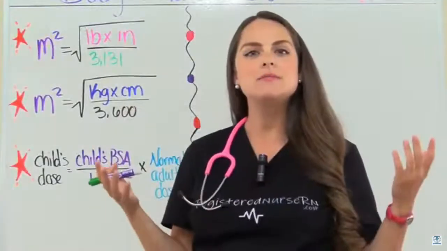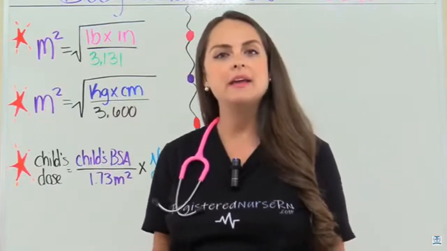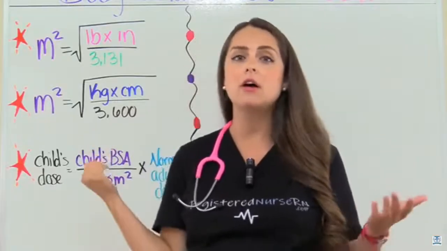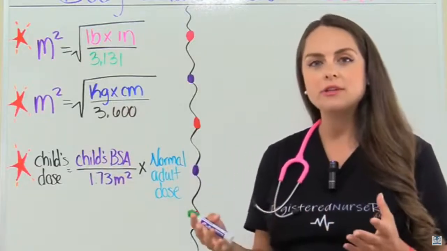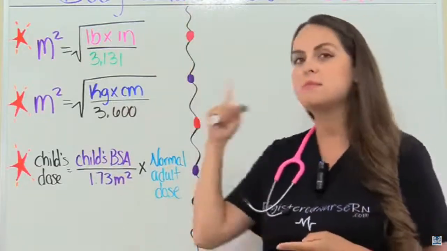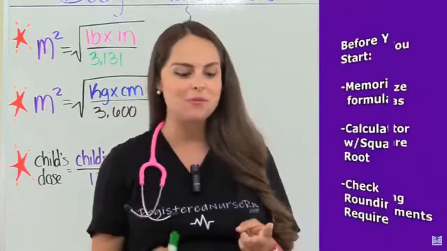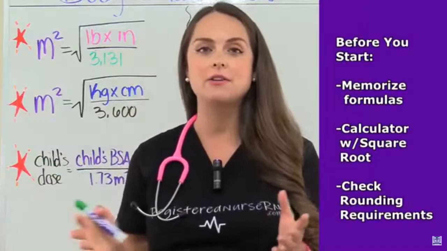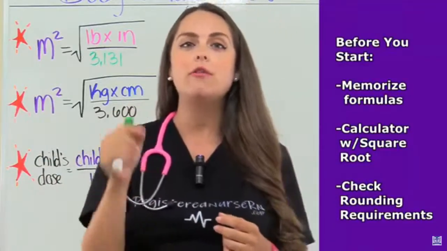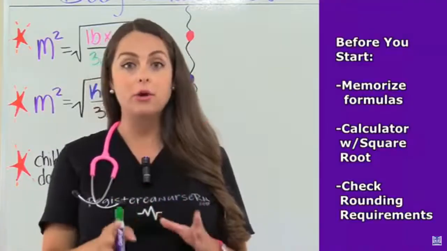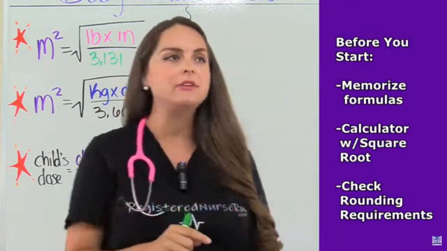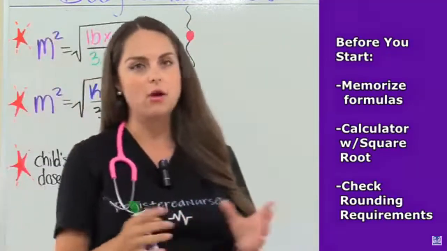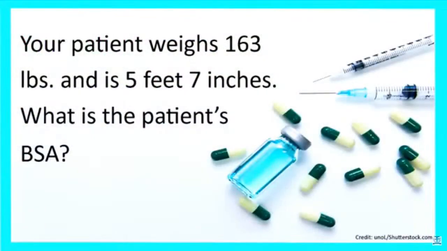Now let's solve some different types of scenarios you may encounter on exams that require you to solve for body surface area. Before you do that, of course, you need to have these formulas memorized because that's the key to solving these problems. Second, you need a calculator that is going to solve the square root of values. And third, you need to make sure you're following the rounding rules set by your program because they may round a little bit differently than how I will round in this video. So always double check.